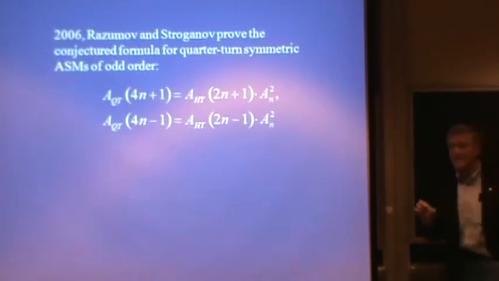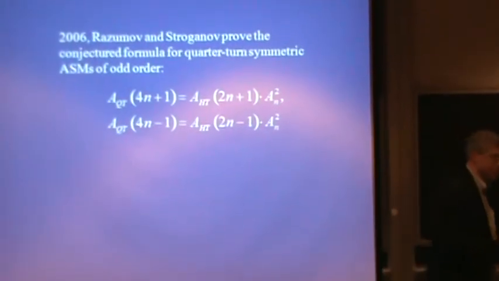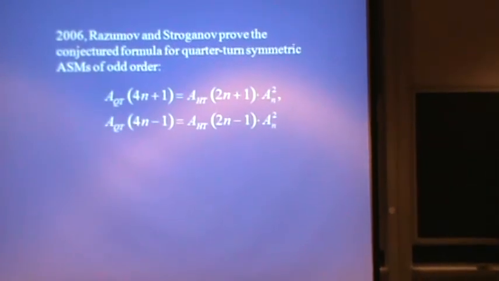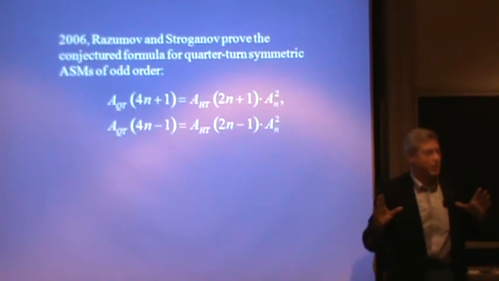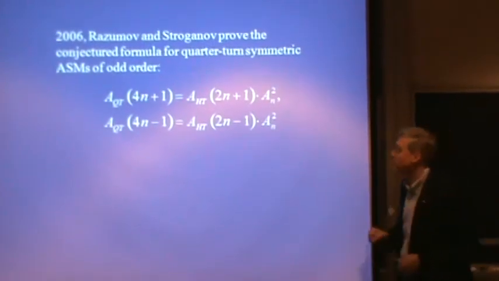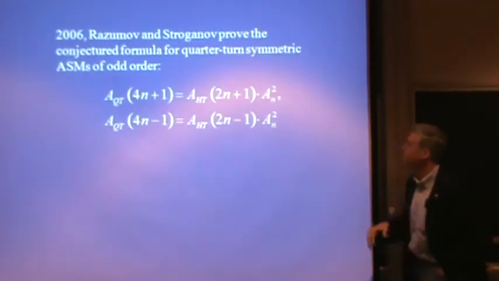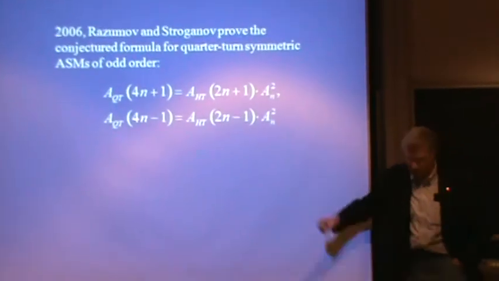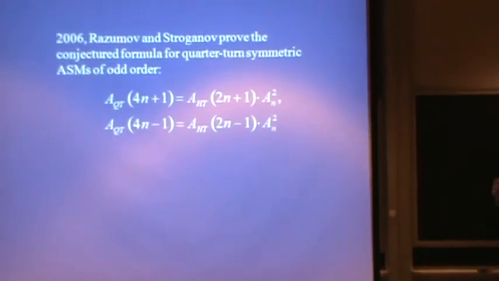You cannot get, this is a nice simple exercise, you cannot get a quarter-turn symmetric alternating sign matrix if the dimension is congruent to 2 mod 4. So it has to be plus or minus 1 or 0 mod 4 in order to get quarter-turn symmetric. But the formulas are very similar. There is a formula, it's equal to 0.